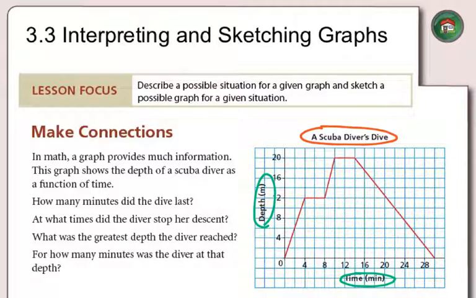So when given one piece of information, such as the time, we can find out how deep the diver was. Or we could say, what's the depth, and ask for what the time was that depth happened.